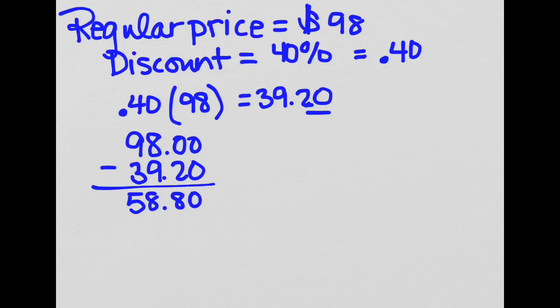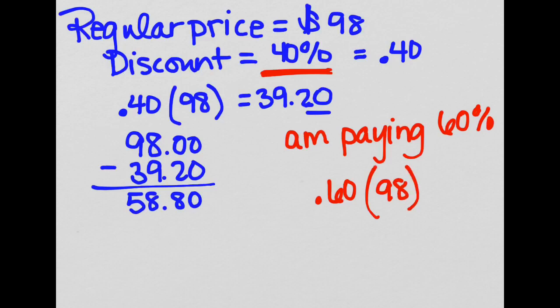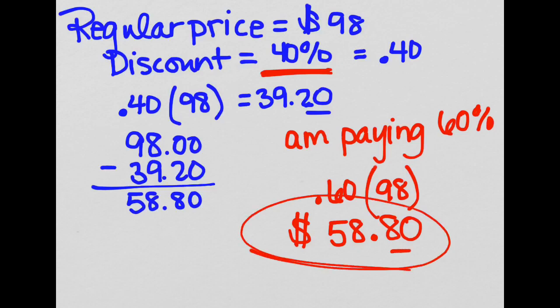Or I can go back at the beginning and say, okay, if I'm not paying 40%, because that's my discount. When I go to a store and I take 40% off, I am paying 100 minus that, so I am paying 60%. So then I can say 60% as a decimal, 0.60 times 98. Go ahead and do that on your calculator, and you should get the same answer, the 58.8. But again, it's money, so I want to add a second decimal and a dollar sign. I always have to have 2 decimal spots.